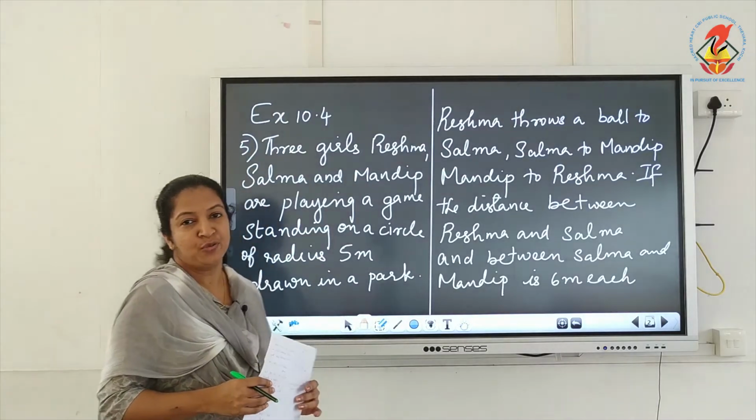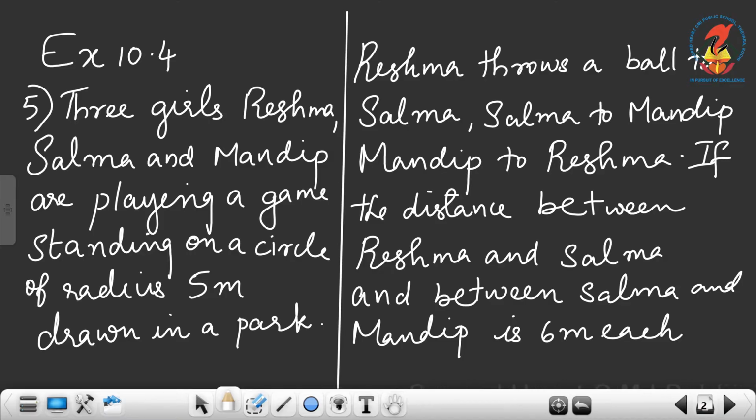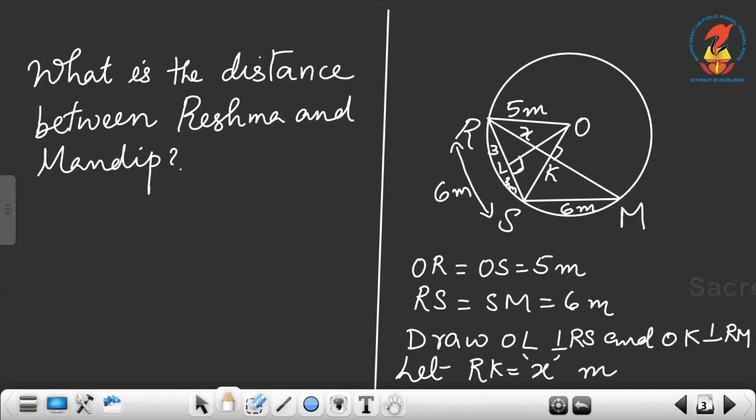Exercise 10.4, fifth question. Three girls, Reshma, Salma and Mandeep, are playing a game standing on a circle of radius 5 meter drawn in a park. Reshma throws a ball to Salma, Salma to Mandeep and Mandeep to Reshma. If the distance between Reshma and Salma and between Salma and Mandeep is 6 meter each, what is the distance between Reshma and Mandeep?